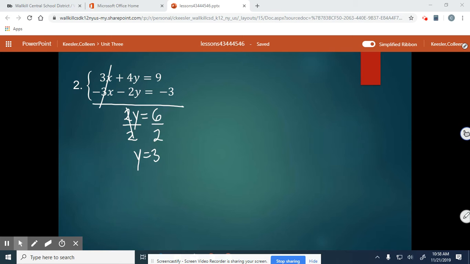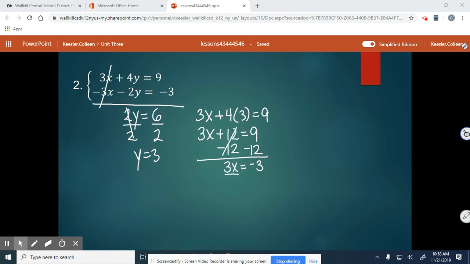So we solve for y now, so we're going to substitute that in and solve for x. So we've got 3x plus 4 times 3 equals 9. So 3x plus 12 equals 9. Subtract 12 from both sides. 3x equals negative 3. And divide by 3. So x equals negative 1. Now remember that we solved for x here, so we have to turn around our coordinate. Our solution is negative 1, positive 3.